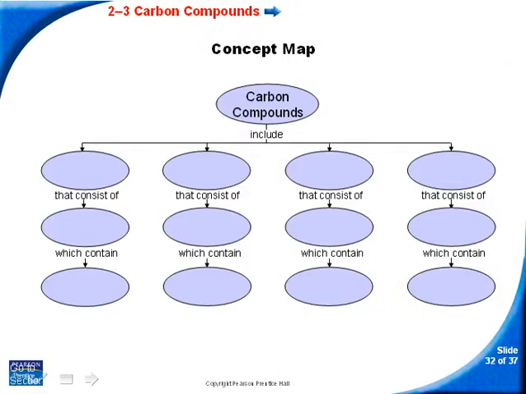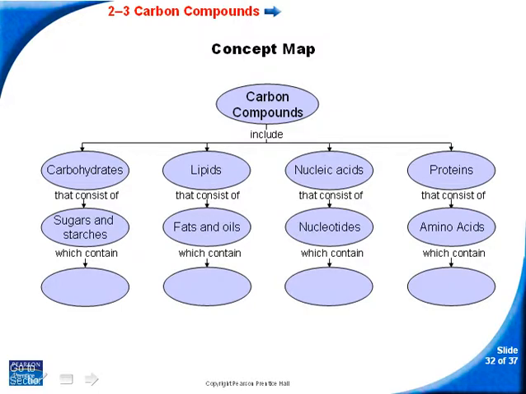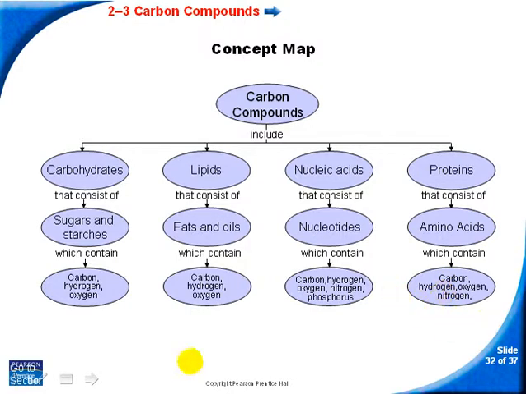And here's a concept map that goes through all the parts that we just discussed. And there are the 4 types of carbon compounds we talk about. These are what they consist of. Notice that these 2 right here are the monomers. And these are the atoms that they contain. You can see that the first 2 here, carbon and hydrogen and oxygen, are pretty simple. And you can see that these contain nitrogen and phosphorus, and this one contains nitrogen, so that's what makes them different.